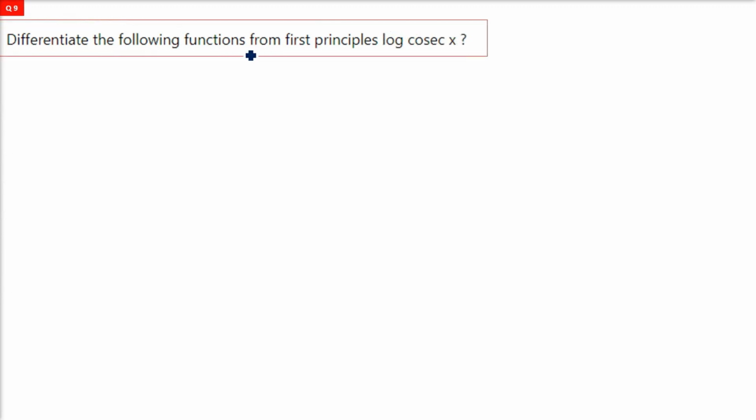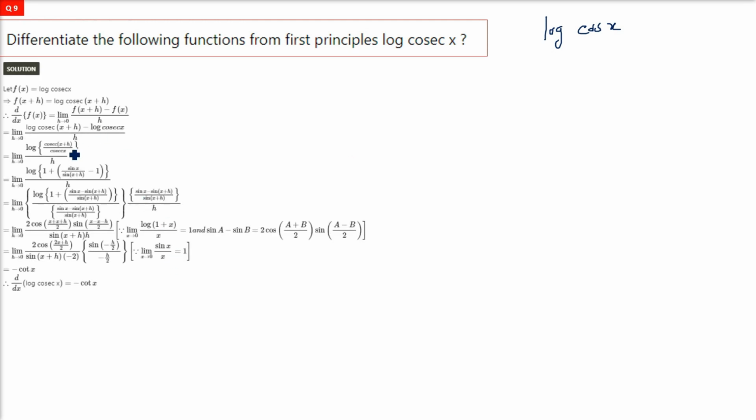Differentiate the following functions from first principles, log cosec x. And if you remember, we have already done a question in this exercise which was log cos x. So this question, the way of solving or the steps we are going to take will be the same as log cos x. For those who want to do it themselves, I have given a reference on the left.